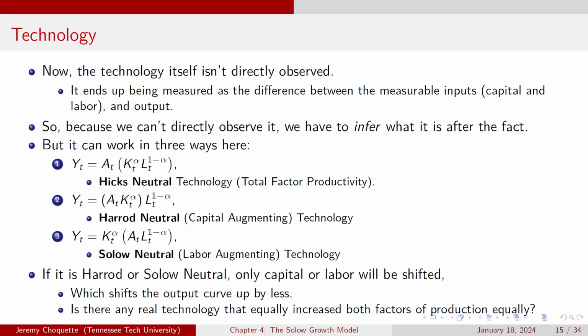But for the interest of simplicity with this model, I've already made things kind of advanced by teaching you a lot of this math. I don't need to make things worse on you. We're sticking with total factor productivity, but Harrod or Solow neutral technology is probably a little bit more realistic. Now it's going to be shifting that output curve up by less because it's affecting just the capital term or just the labor term. Because really, if you think about it, is there any real technology that equally increases both factors of production? The answer would be probably not.